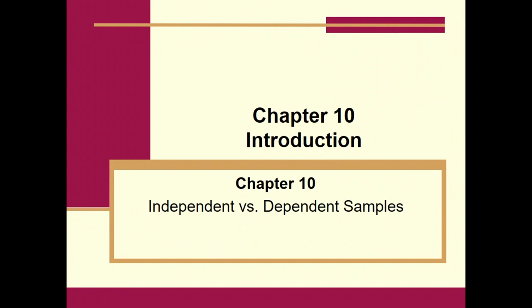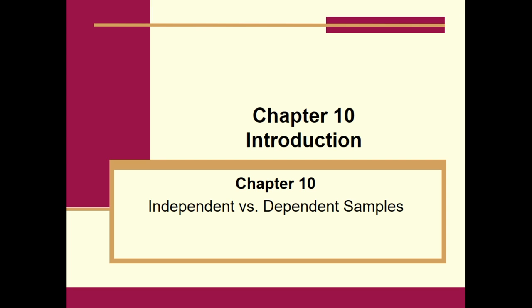Good day, stats students. So we're going to talk about Chapter 10 today, and we're going to have a bit of an introduction into talking about independent versus dependent samples because basically, if you have independent versus dependent samples, then you know which section that you're in, if you're in section 10.2 or 10.4, and you know what type of analysis to do at that point.